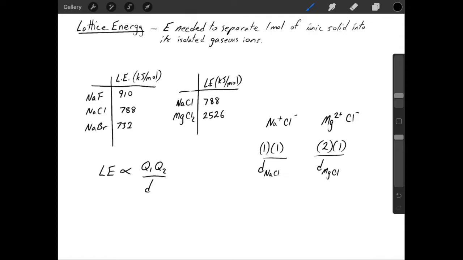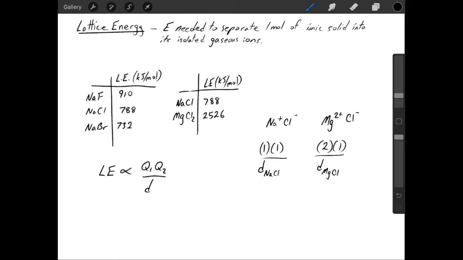For the magnesium chloride, it's 2 positive for the magnesium times 1 minus for the chloride. Again, we've omitted the signs. And that's divided by the distance between the magnesium and chloride ions. It's important to note here that interionic distances, so the distances between ions, are only going to vary over a fairly limited range. You don't typically find ions that are double or triple or quadruple the size of other ions. It's usually a fairly small difference between ion sizes, or at least relatively small.